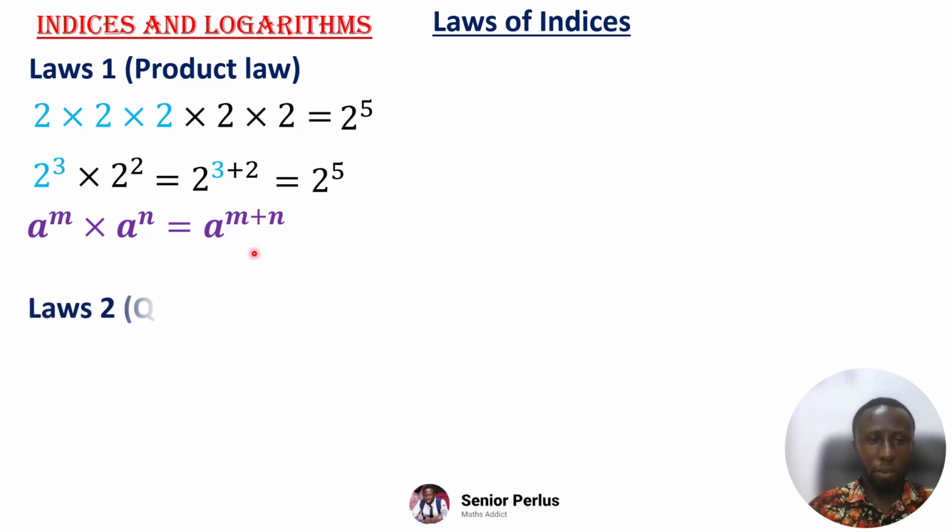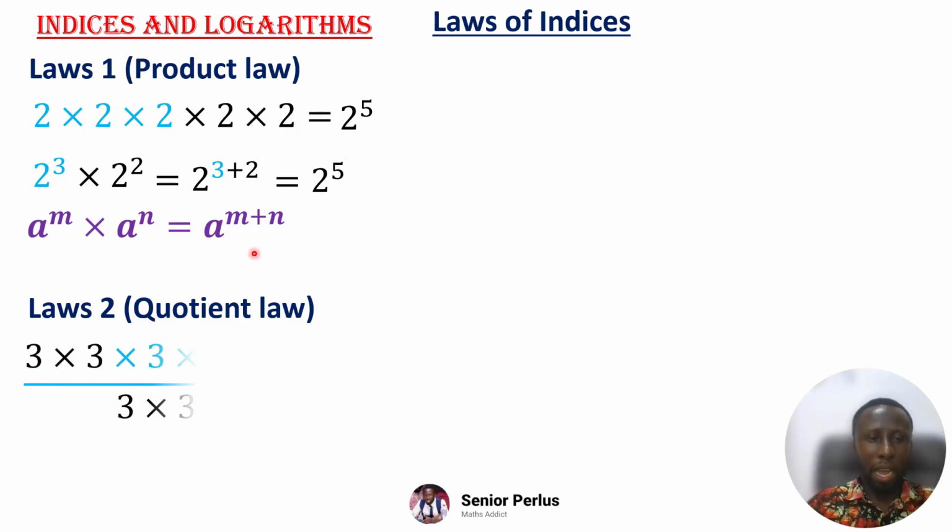Under the product law, let's move to the quotient law. With the quotient law, I have 3 times 3 times 3 times 3 times 3 over 3 times 3, so 3 times itself 5 times at the top, and 3 times itself 2 times at the bottom. If I use division, two of the 3s cancel and go. So what is left? 3 times 3 times 3, that's 3 to the power 3.